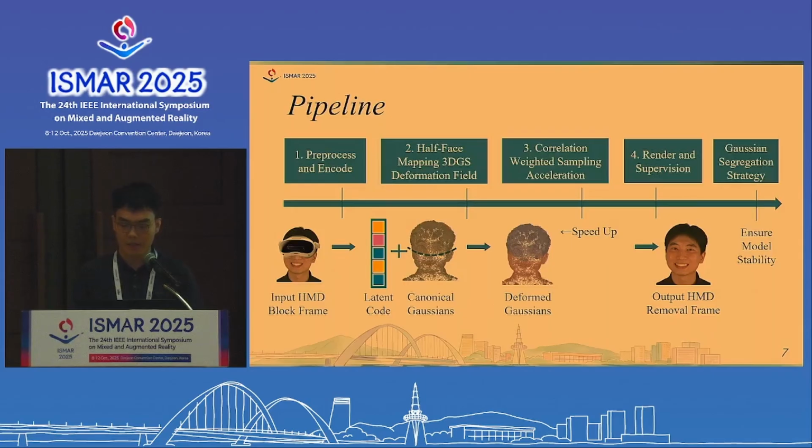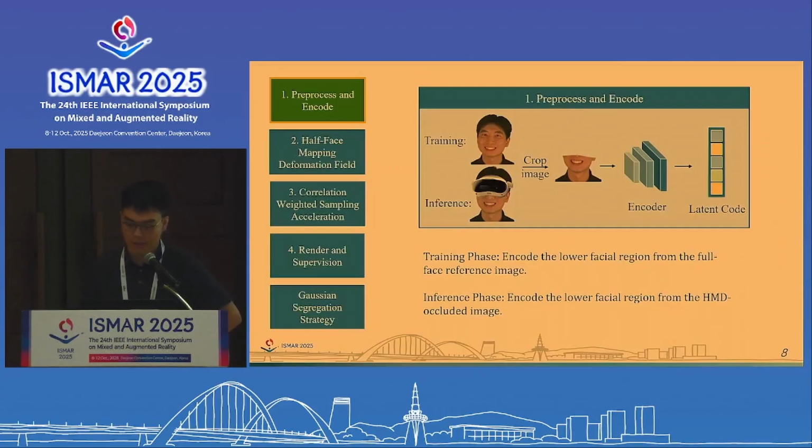Here is the pipeline of HFMGS, which has 4 steps: pre-processing and encode, half-face mapping 3D deformation field, correlation-weighted sampling acceleration, and render and supervision, and the Gaussian segregation strategy. In the first step, we remove background and crop the images to return only the lower facial region, which remains unoccluded. We then pass the lower facial images through an encoder to generate a latent code. During training, we use full face reference images for the step. During inference, we encode the lower face from the HMD occluded inputs.